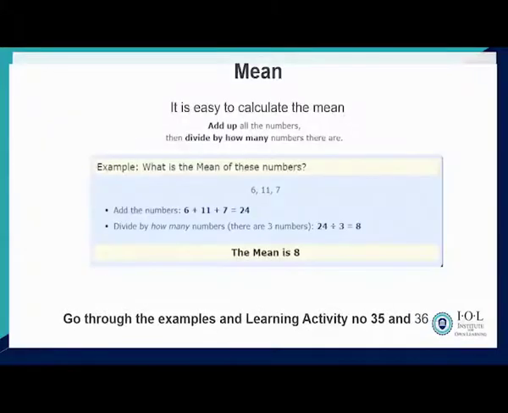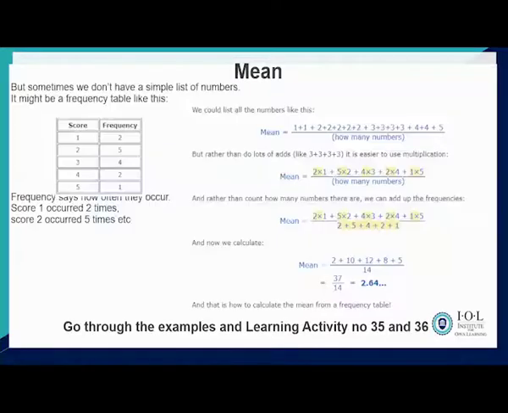So let's look at how to calculate the mean. There's a very simple example, just 3 numbers. There can be many numbers. So I add them, get the total, and divide it by the number of values. There are 3, so I divide by 3. The mean is 8.